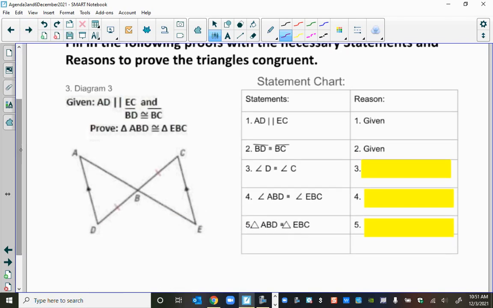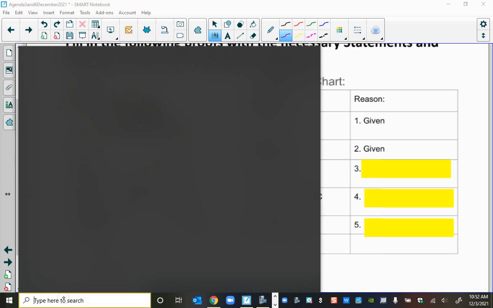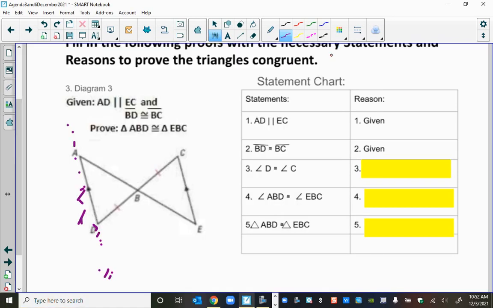What about this next one? Okay, so they said that these sides are parallel. That's going to help us with something down the road. Because if these lines are parallel, AD and EC, remember, those lines are going to go forever and ever. That's going to help us with something in a minute.